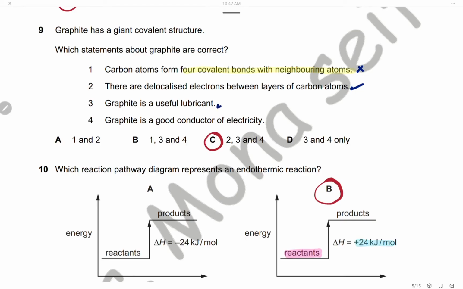Graphite is a useful lubricant. This is also correct. Graphite is a good conductor of electricity, and this is due to the delocalized electrons present between the layers. So we have 3 correct statements, 2, 3, and 4, and the answer is C.